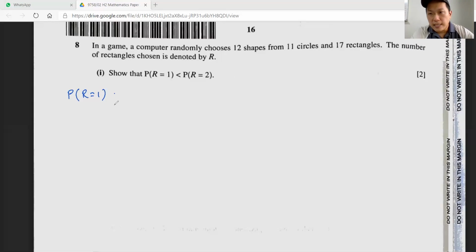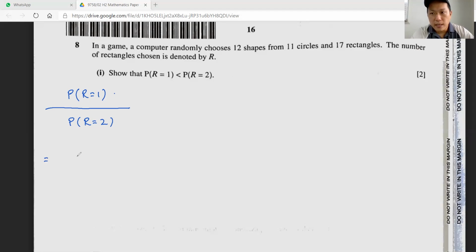So now the question is asking us to show that one of them is smaller than the other. How do I present? I would like to write it out as a fraction this way: probability of r equals 1 over probability of r equals 2.